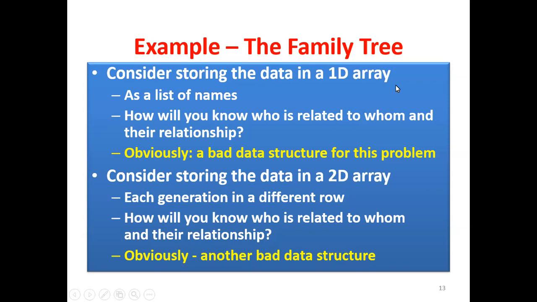A one-dimensional array is just a linear structure. Because it is a linear structure, it is very hard to represent the list with names. And if you represent it as a list of names, then how will you know who is related to who and their relationship? It is not easy to express that the father gave birth to a child and that child gave birth to 3 children using this one-dimensional array. So obviously it is a bad data structure for this problem.